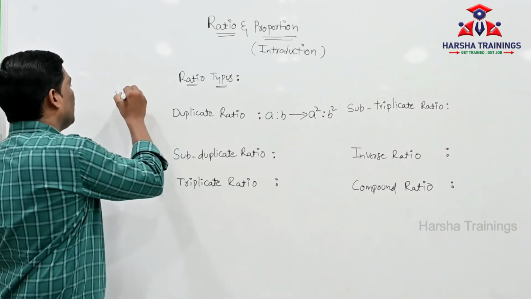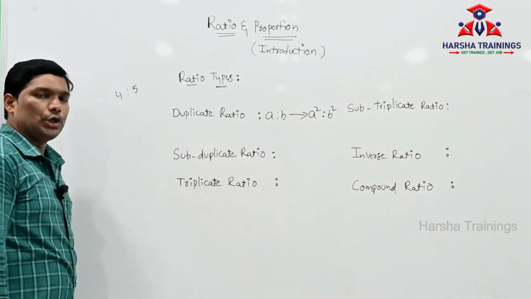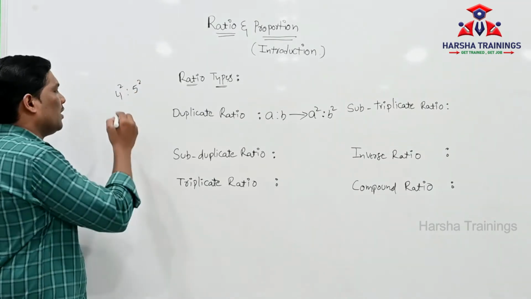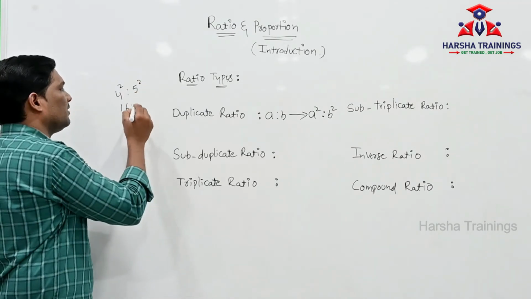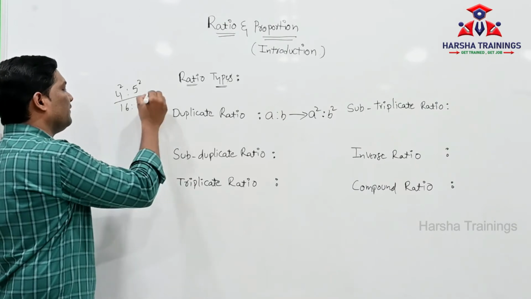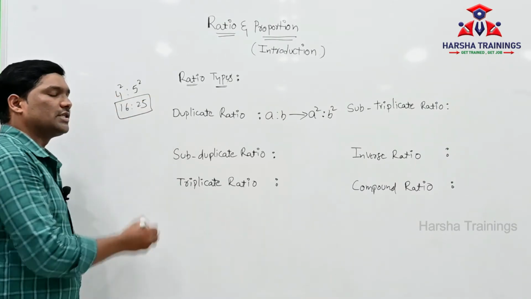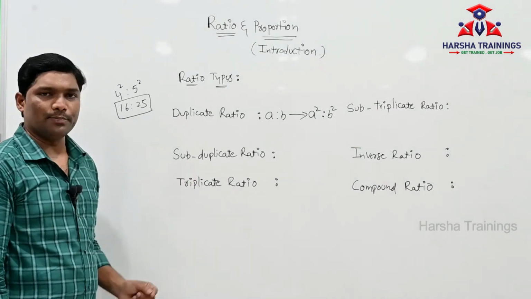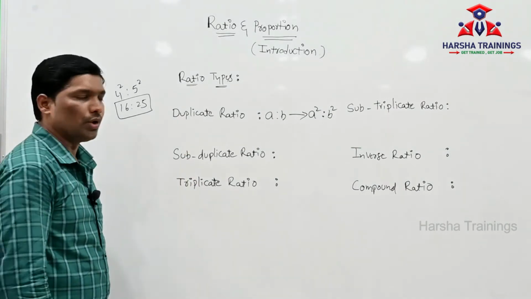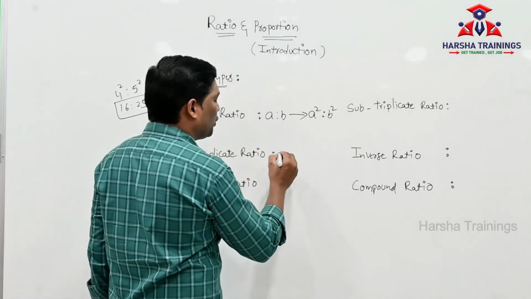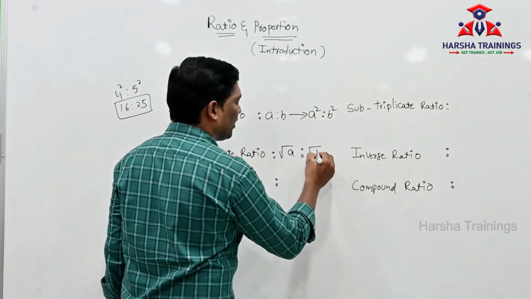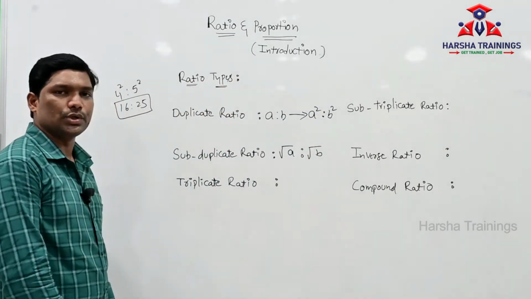For example, 4 is to 5. The duplicate ratio is 4 square is to 5 square. 4 square is how much? 16. 5 square is how much? 25. So the answer is 16 is to 25. Okay, so next coming to the second point, subduplicate ratio. A is to B, the subduplicate ratio is root of A is to root of B.